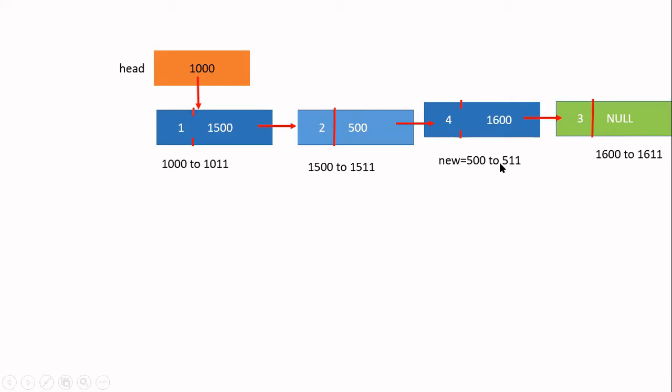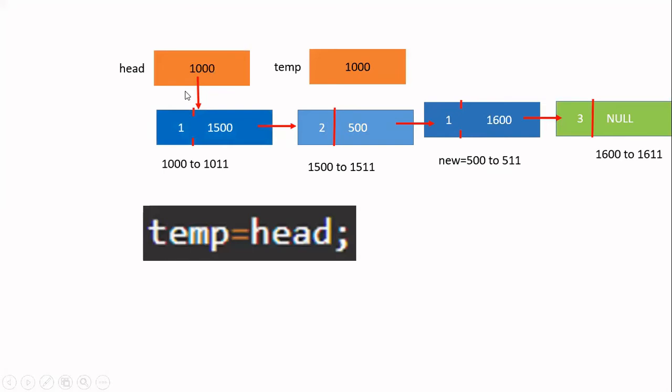For that, I'm going to find where this node is available, so I'm going to do the traversal. Just focus on the diagram now. First, I'll create a temporary variable. I'll copy the starting address of the linked list from head and assign it to the temporary variable. So temp is equal to head. This will be created if you do this step.